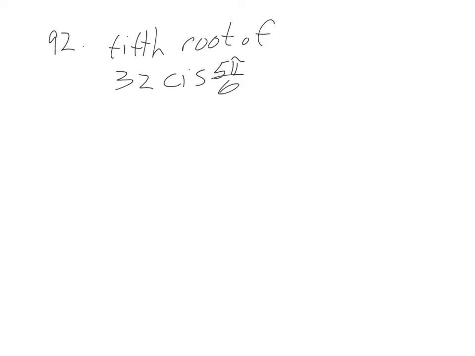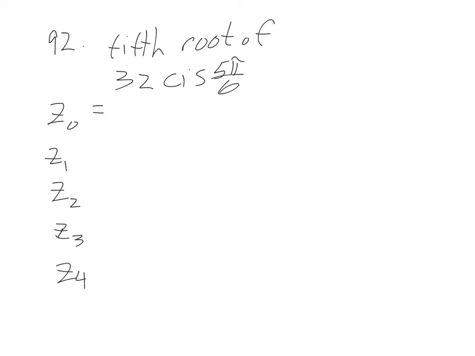So 92 is finding the 5th root of 32 cis 5 pi over 6. So we need to do, and let's see, they want the final answer in standard form. So maybe I won't go and convert all of them to standard form, but we'll see how this goes. So there's 5 roots. We start out at z sub 0, that's k equals 0, and then we go up to z sub 4, 1 less than n. So we have a total of 5 roots.